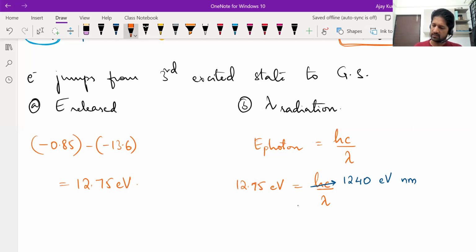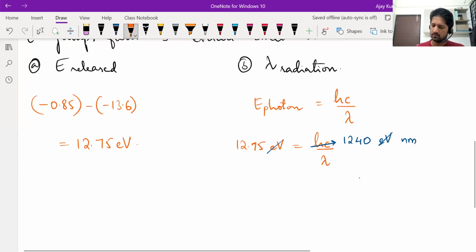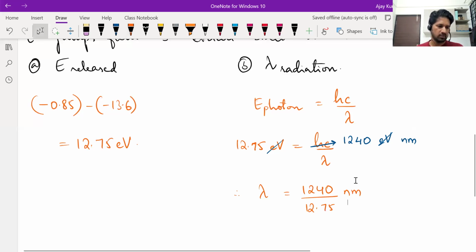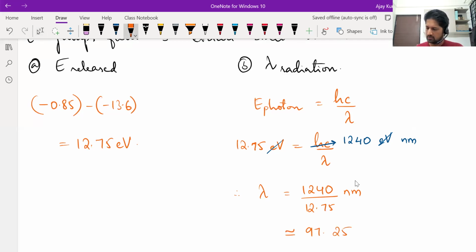The unit electron volt will get cancelled, and you'll get wavelength in nanometers. You can say that lambda is equal to 1240 divided by 12.75 in nanometers, and 1240 divided by 12.75 is about 97.25 nanometer. That's the wavelength of radiation emitted when an electron makes this jump.